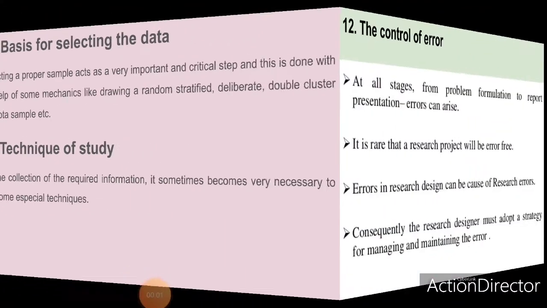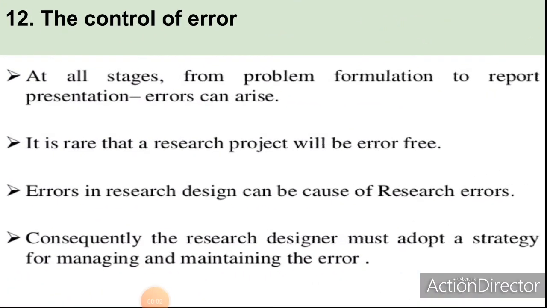Next and last step is control of error. Minimizing error in the research is the last step. At all stages from problem formulation to report presentation, error can occur. It is the duty of the researcher to make the research error free. So these are all about stages of research design. A very good research design should follow all these stages while making a research.